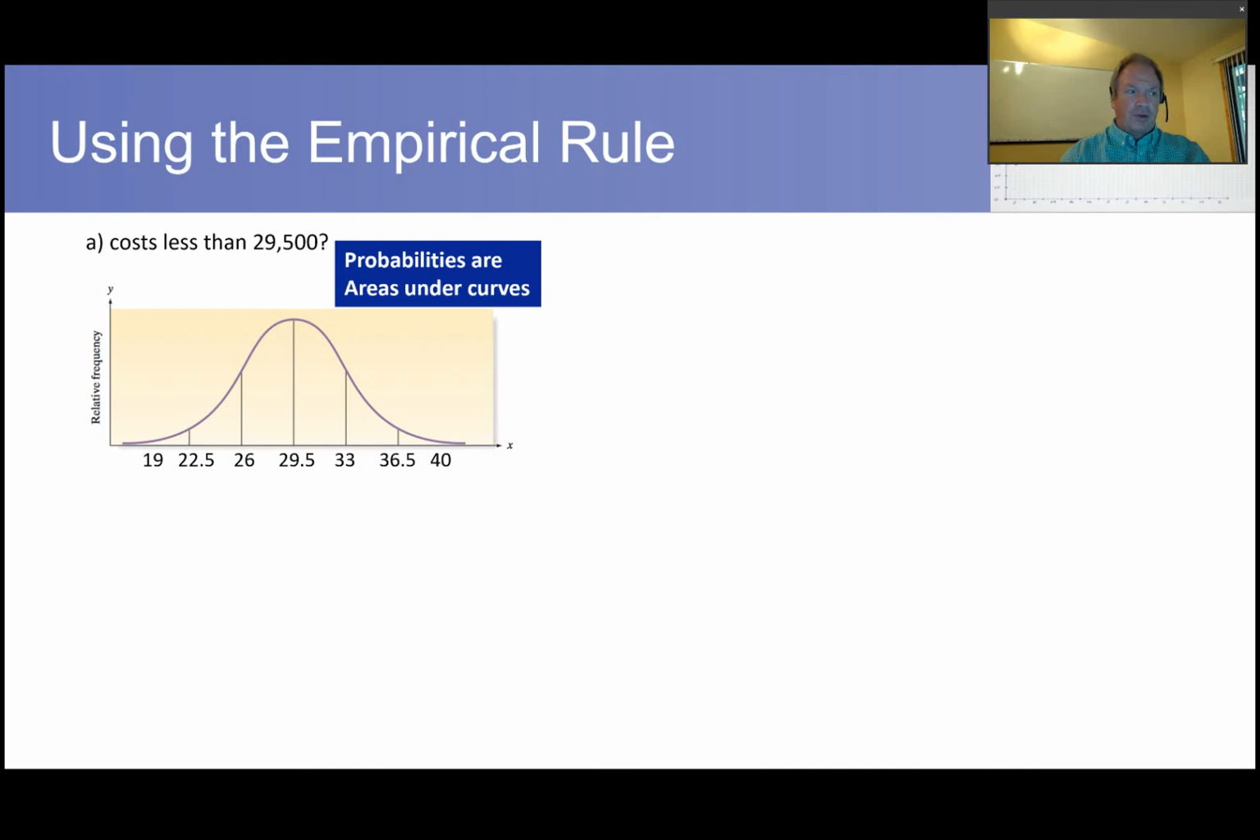Probabilities are areas under the curve. The area under the whole curve is 100%. So 29,500 here is right at the center. Okay? So this is going to be half of 100%, or 50%. And it's not surprising because we know that for symmetric data sets, the center is also the median, which is the 50th percentile.